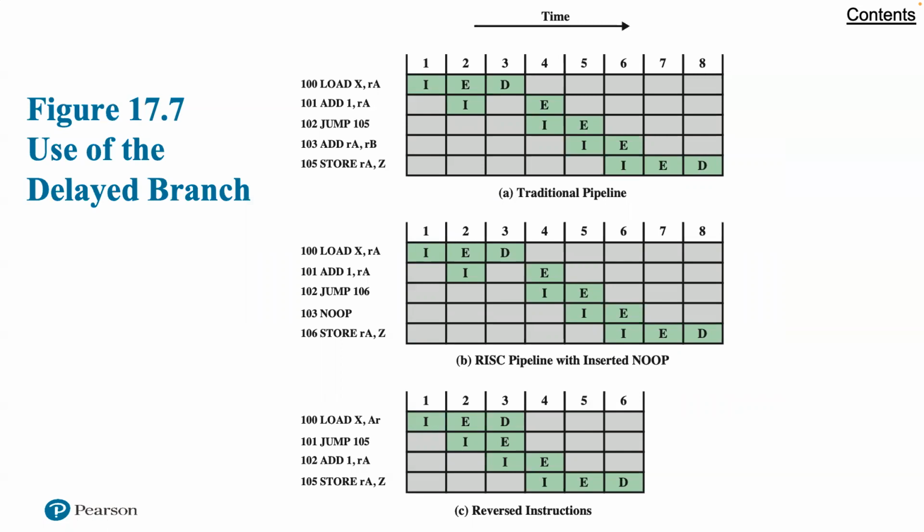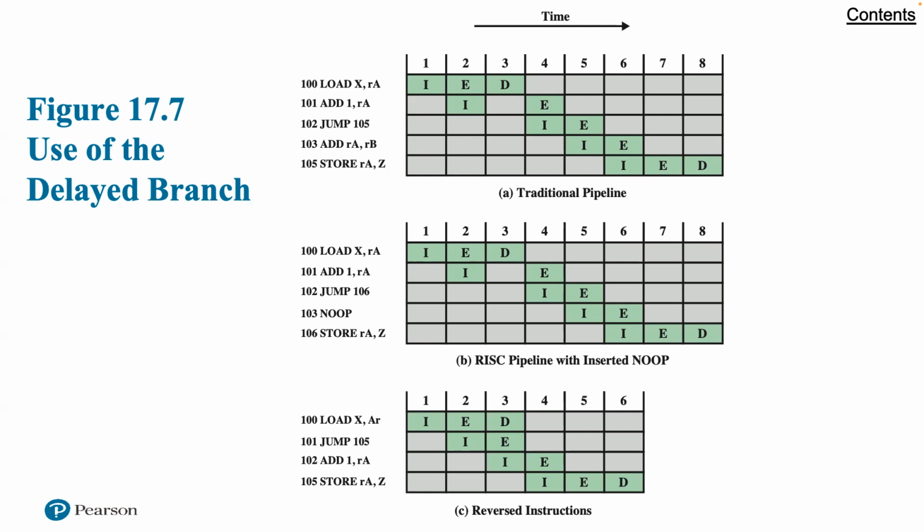Figure 17.7 shows the result. Figure 17.7a shows a traditional approach to pipelining, the type discussed in chapter 16. I recommend that you go back and look at figures 16.11 and 16.12. The jump instruction is fetched at time 4. At time 5, the jump instruction is executed at the same time the instruction 103, the add instruction, is fetched. Because a jump occurs, which updates the program counter, the pipeline must be cleared of instructions. At time 6, instruction 105, which is the target of the jump, is loaded.